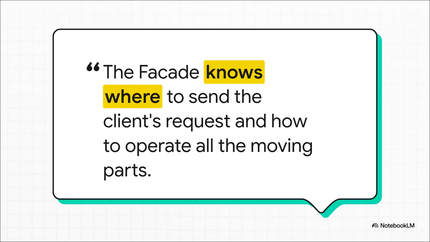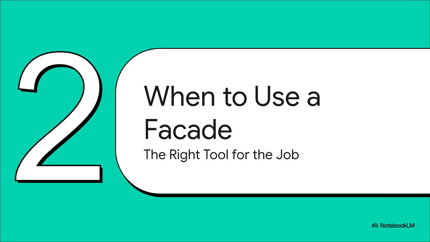And that's really the key takeaway here. The facade is like a smart coordinator. It knows exactly which part of that complex system to talk to and in what order. It basically holds all that specialized knowledge so that the rest of your code doesn't have to. Now, this all sounds pretty great, I know. But listen, it's not a silver bullet you should use for every single problem. So the big question is, when is a facade actually the right tool for the job?